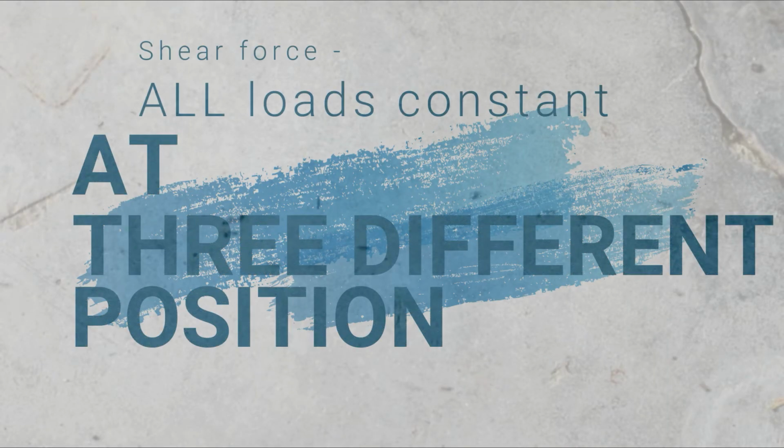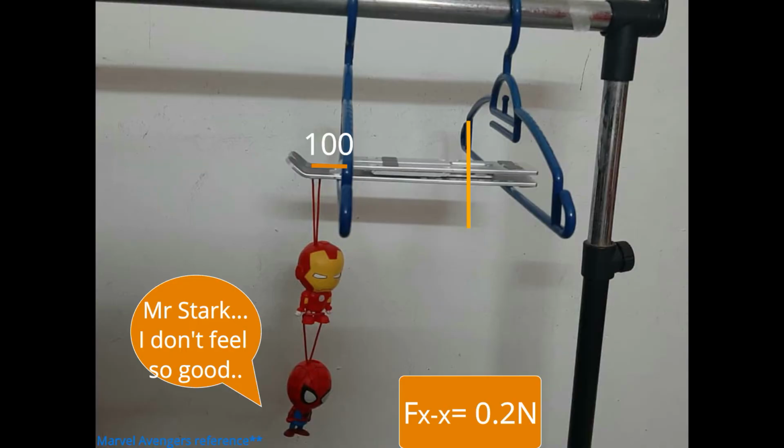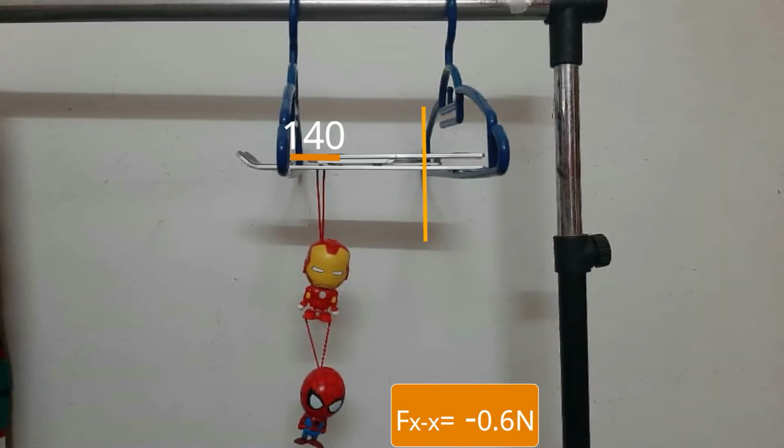After this, we will determine the shear force at 3 different positions with the same load at position P1, P2, and P3. The first load to be placed is 200 gram at 100 mm left from support B and 0.2 Newton shear force is observed. Then, the same load is placed at position P2, which is 140 mm right from the pivot B.